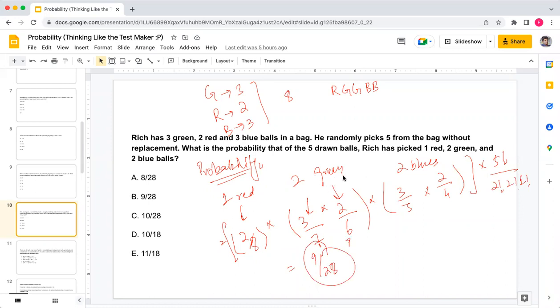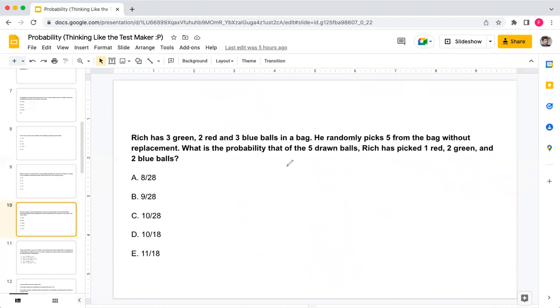If I want to proceed using the combination method, using a combination form, how can I do that? So in total, I have 8, and from 8, I need to pick how much? I need to pick 5. So total outcomes will be equal to how much? 8C5.